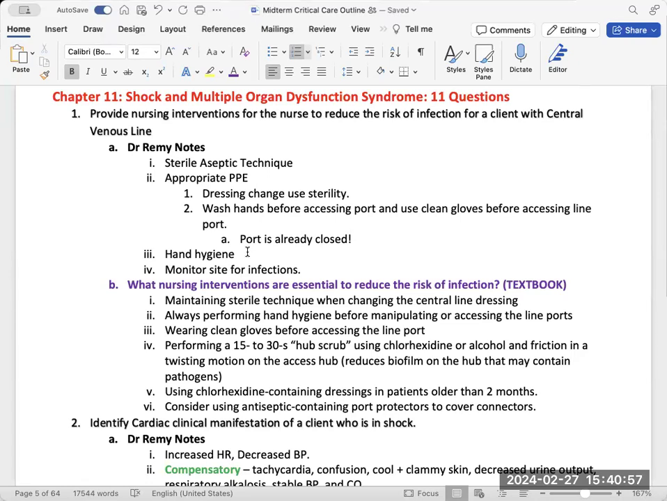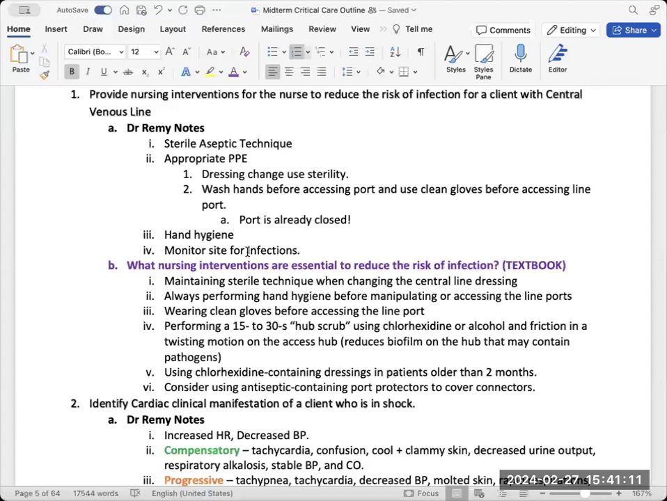When we're going to access the line, we can use clean gloves, okay? But we have to use sterile gloves when we're doing a dressing change. Also, before we put anything into that central line, we want to do a hub scrub of 15 to 30 seconds with alcohol or chlorhexidine, so that we can reduce any sort of biofilms that could be building up on that access port. Because remember, you're putting different medications, different things are going in there. If we're not cleaning it, it can put the patient at risk for infection, especially because this is a central line.